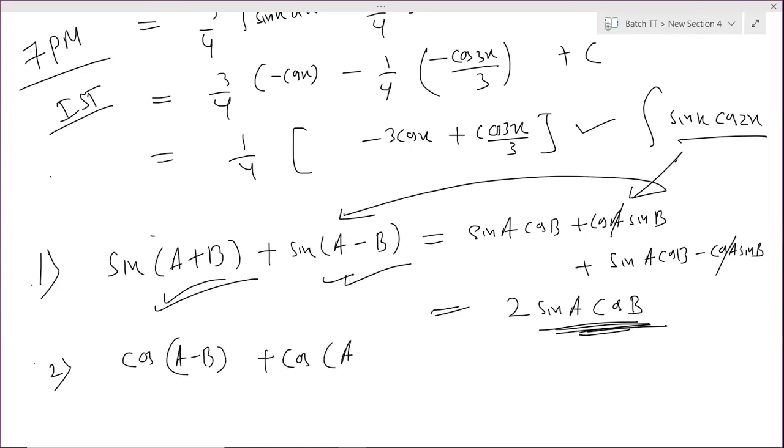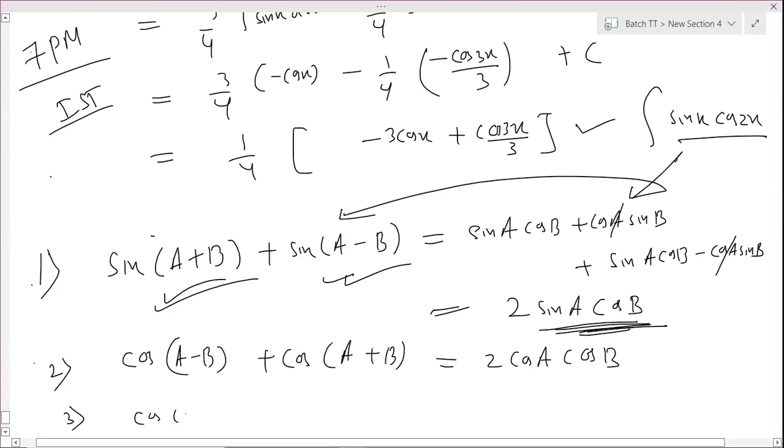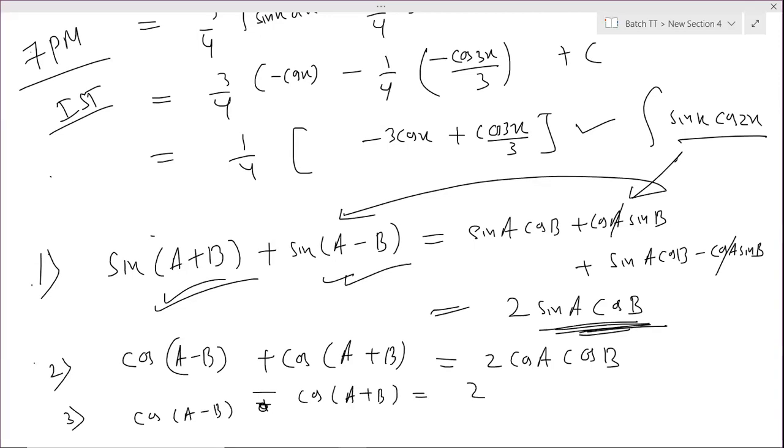So next formula, this you can also find easily by opening the brackets. Note down the formulas. Everyone, are the formulas clear?